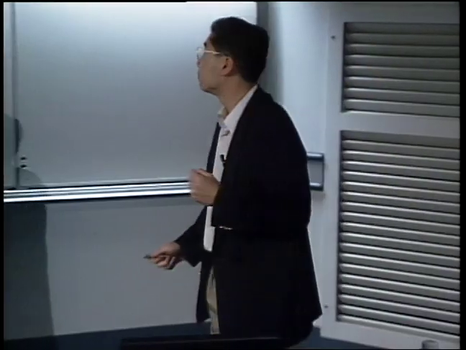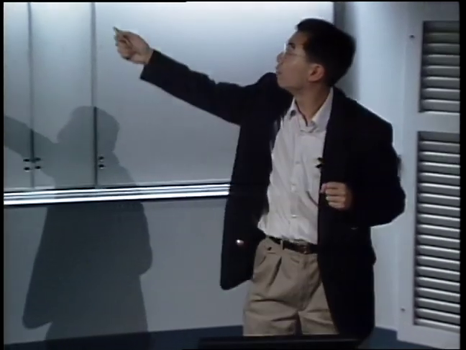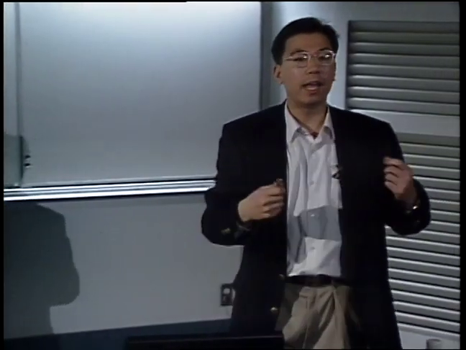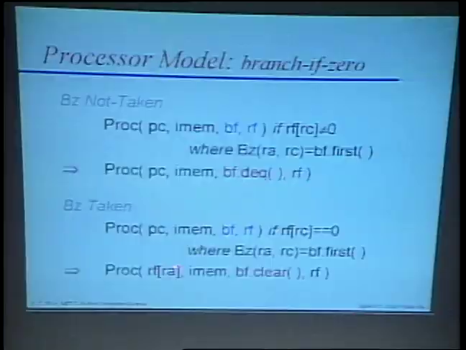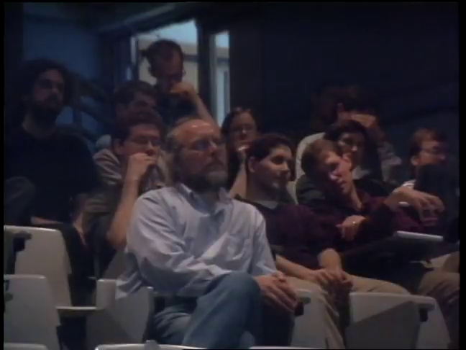So now notice, both the BZ taken rule and the fetch rule, they both modify the program counter field and the pipeline buffer field. Right? But when we're describing each operation, we don't have to worry about race conditions between them. It's because we had this atomic interpretation of these operations.